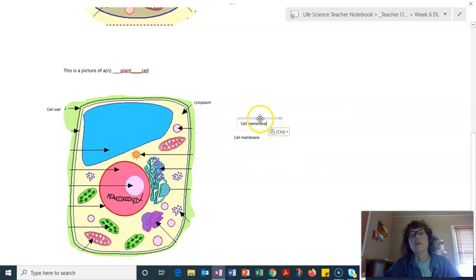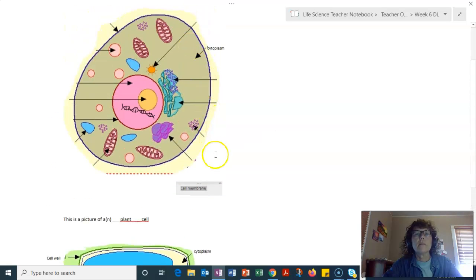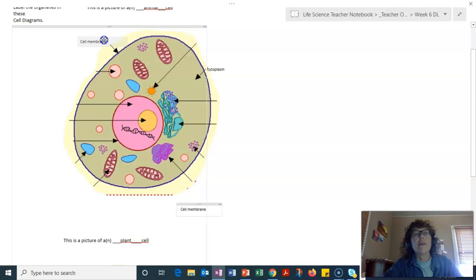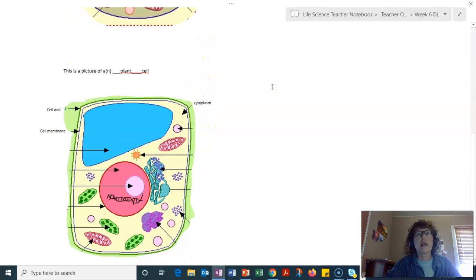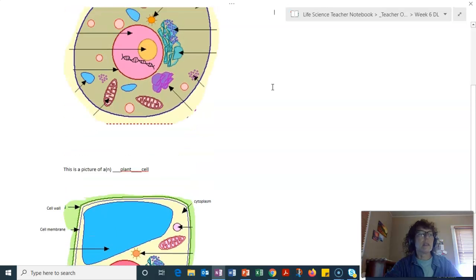There it goes, okay, because I have a cell membrane right over here. And I have a cell membrane up in my animal cell as well. So I'm going to drag this up there. And it goes right here. So for the animal cell, it's pointing to the outer surface of the cell because the animal cell does not have a cell wall. Right? Okay, so those are the three things that all cells have: cytoplasm, cell membrane, and DNA.